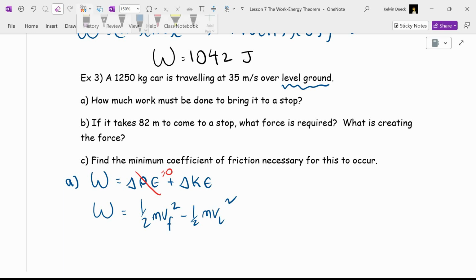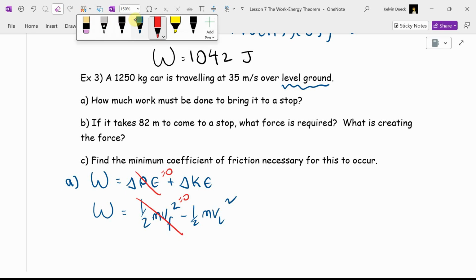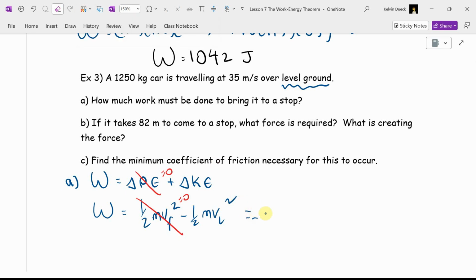Bring it to a stop. Okay. We're going to get a negative answer, which is okay. We're going to get negative 0.5, 1250, 35 squared. You're going to get negative and the big number, because a car would have a fair bit of energy it had to get rid of.